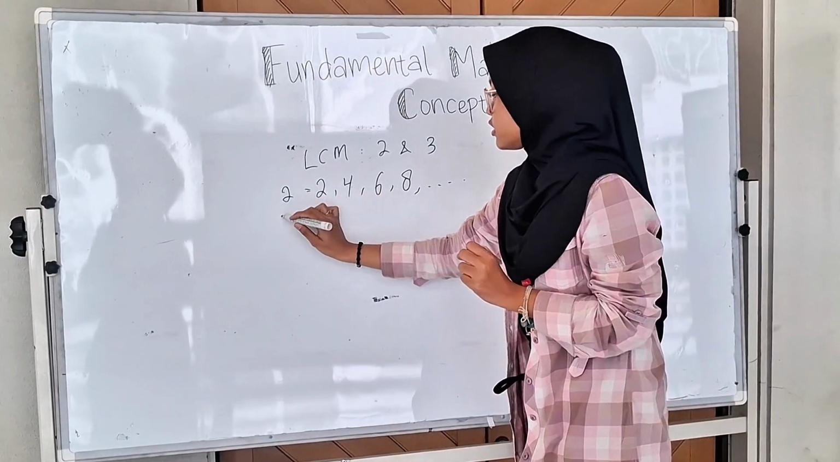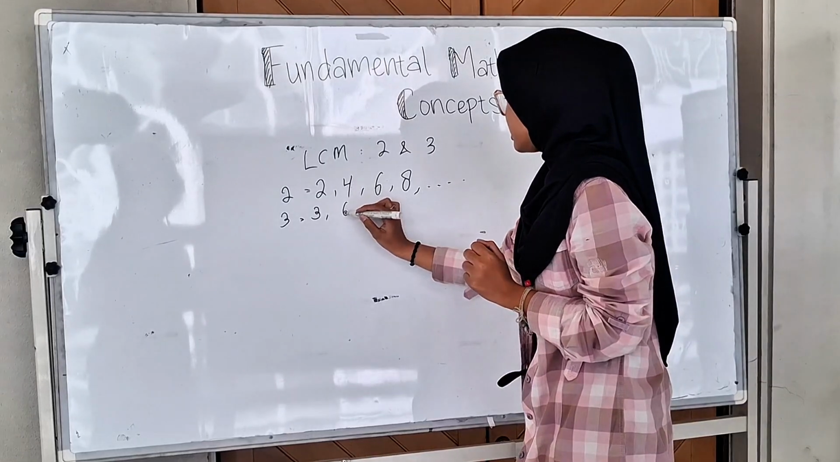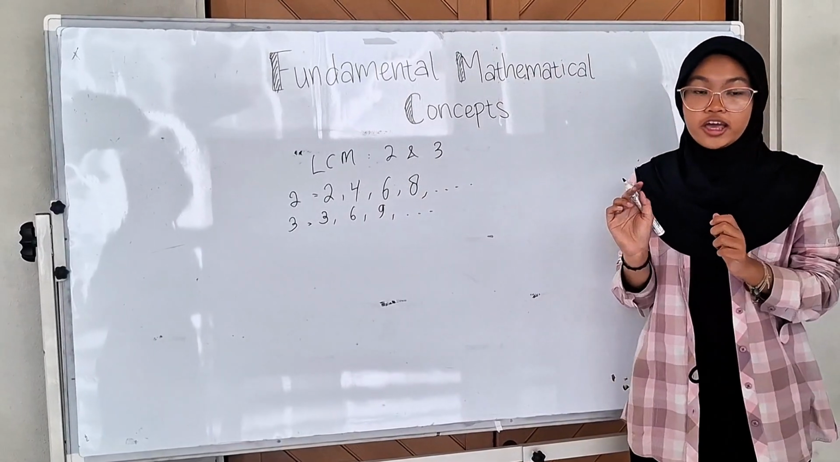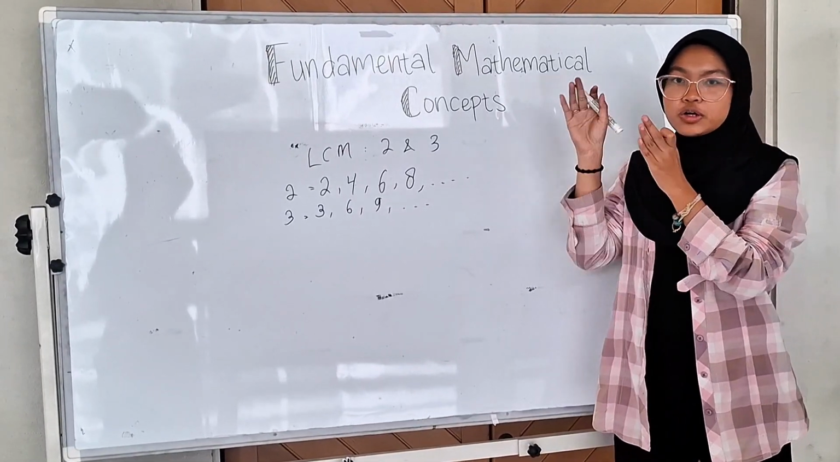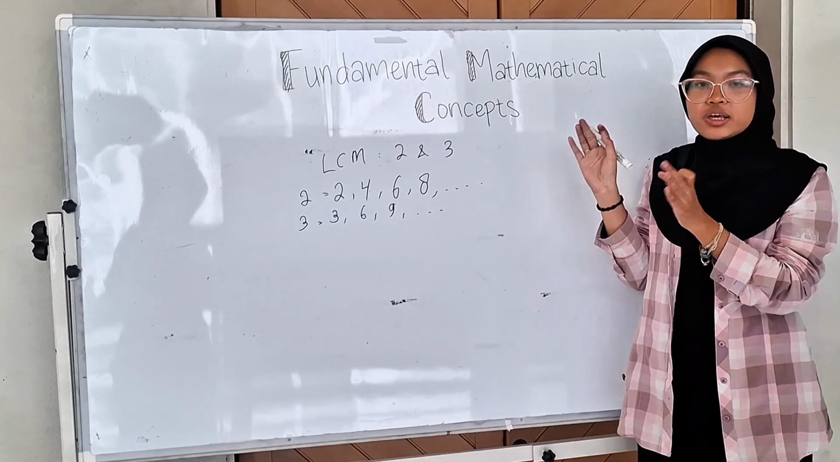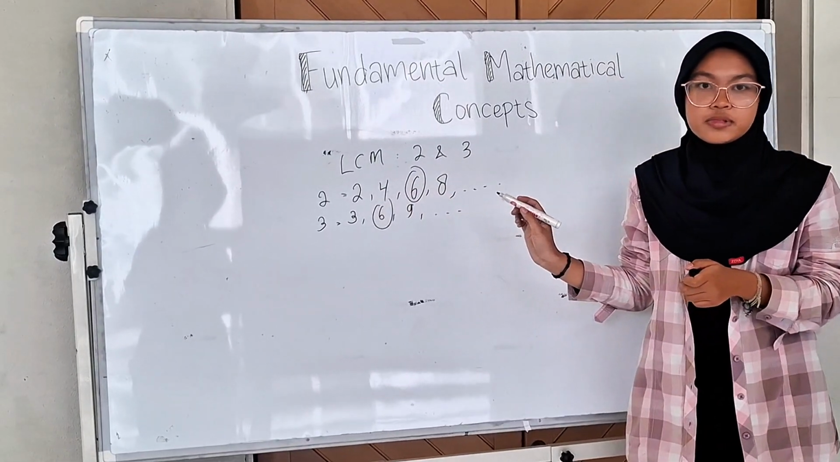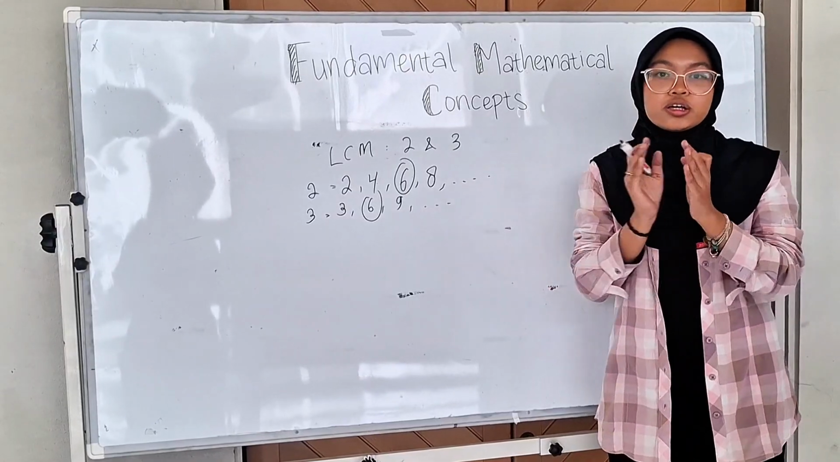Multiples of 3: 3, 6, 9, and so on. Okay, now find the number that appears in both lists. Nah, the same number is 6. So, the LCM is 6.